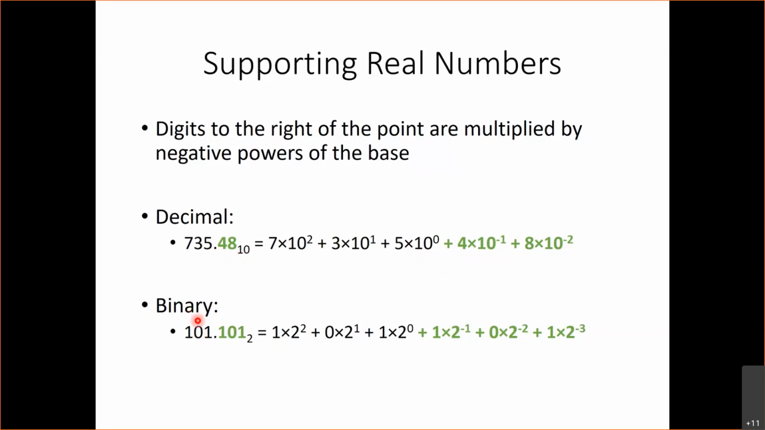If we want to support real numbers in binary, what we can do is we can have a point and then bits to the right of the point. And what this means is that these bits are going to be multiplied by 2 to the power of negative the position with respect to the point. And this way we can support real numbers in binary.